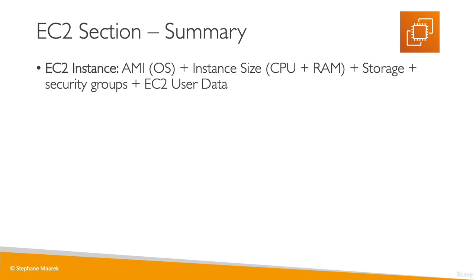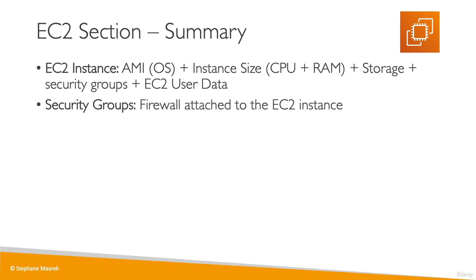We defined the firewall on our EC2 instance with the security groups. And finally, a bootstrap script called the EC2 user data that was started when the EC2 instance was started. So the security groups are attached to EC2 instances, and they are a firewall outside of your instance, and you can define rules to allow which ports and which IP can access your EC2 instance.